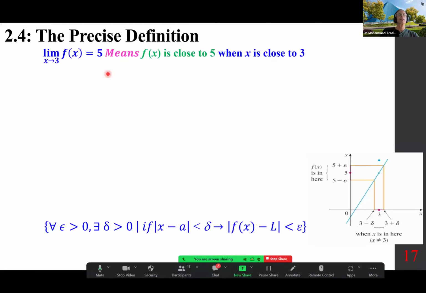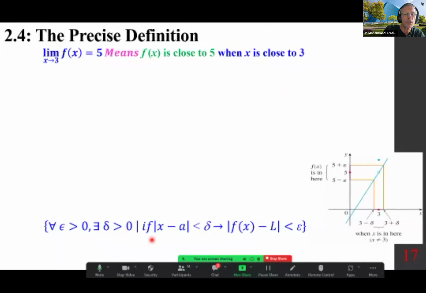So what is the precise definition? When the limit of f of x as x approaches 3 equals 5, it means f of x is close to 5 when x is close to 3. That's the concept, okay? The general form is this: for whatever epsilon larger than 0, there exists a delta larger than 0 such that if the absolute value of x minus a is less than delta, then the absolute value of f of x minus L is less than epsilon.